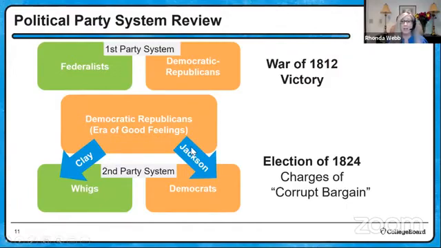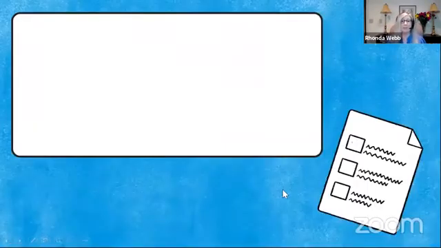Henry Clay eventually says, okay, fine. I'm not exactly like the old Democratic Republicans, but I'm going to form my own party, which will be the Whig Party. So we now have the second party system, Whigs and Democrats, but really the ideas have never changed. So it's the same ideas, different parties. So I hope that clears up some of that confusion.